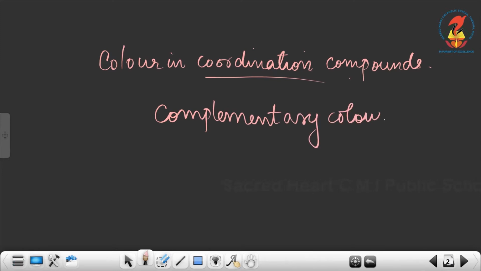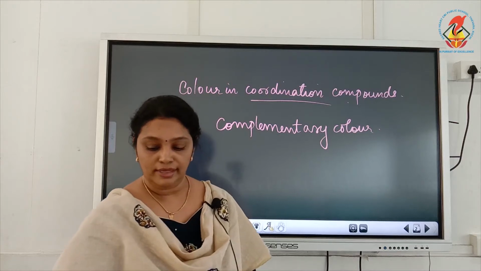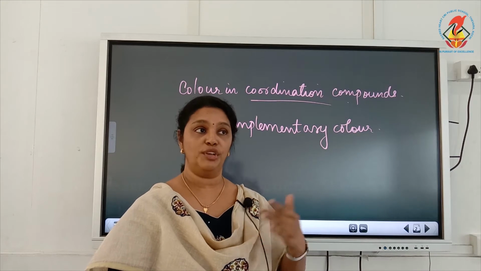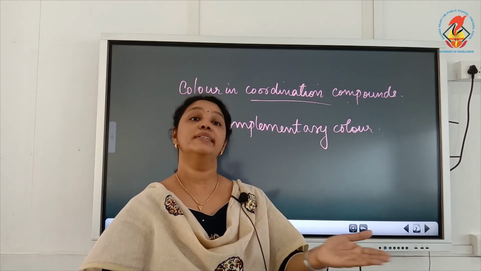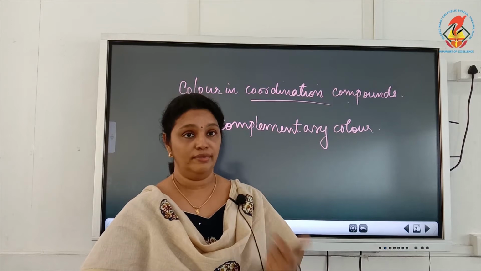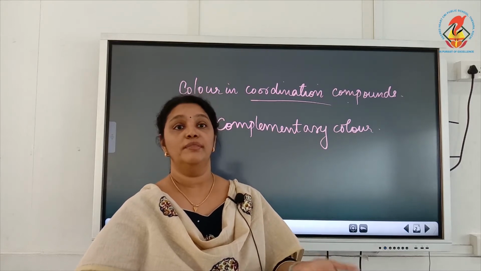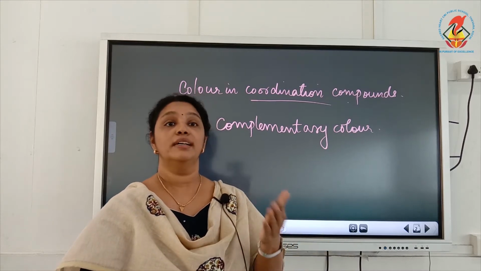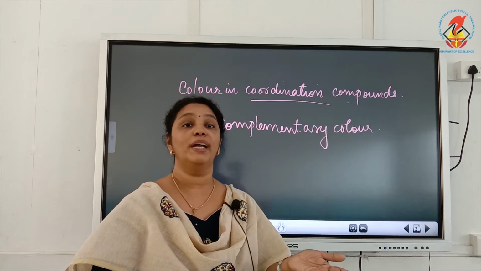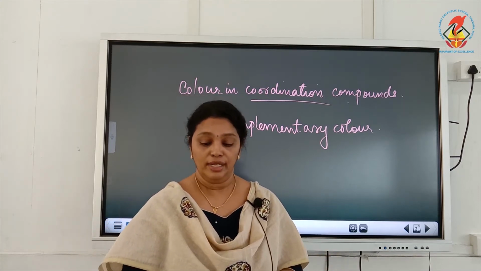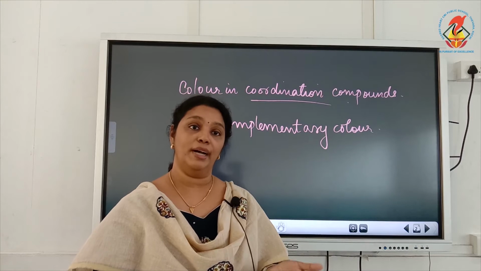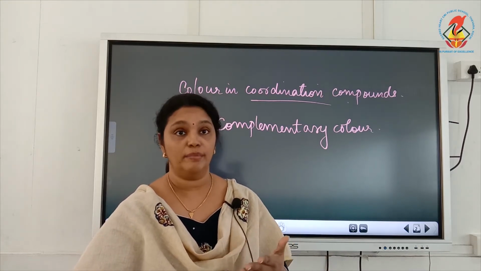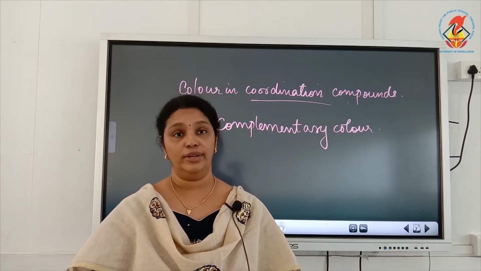Now what do you mean by complementary color? Complementary color is the color generated from the wavelength left over. It means when you pass white light through the compound, some colors are absorbed whereas some are not. So we see the wavelengths of the color which are not absorbed by the coordination compound. For example, if green color is absorbed by the coordination compound, then we see the compound as red, because red is the complementary color of green.